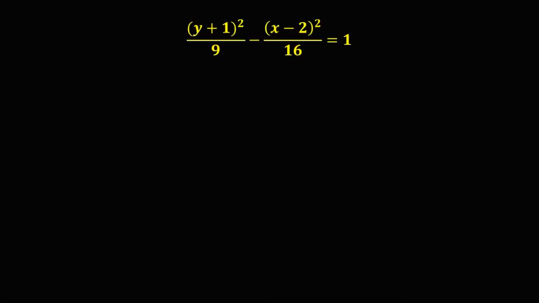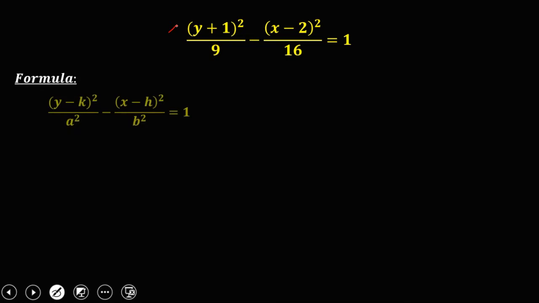Now, we have this given equation of hyperbola, the y squared minus x squared. Now, since this equation is positive y squared, therefore we're going to use the y squared formula. Now, to get the center, that's h and k, from the given, h is positive 2 and k, since this one is positive 1, therefore k is negative 1. So h is positive 2, k is negative 1.